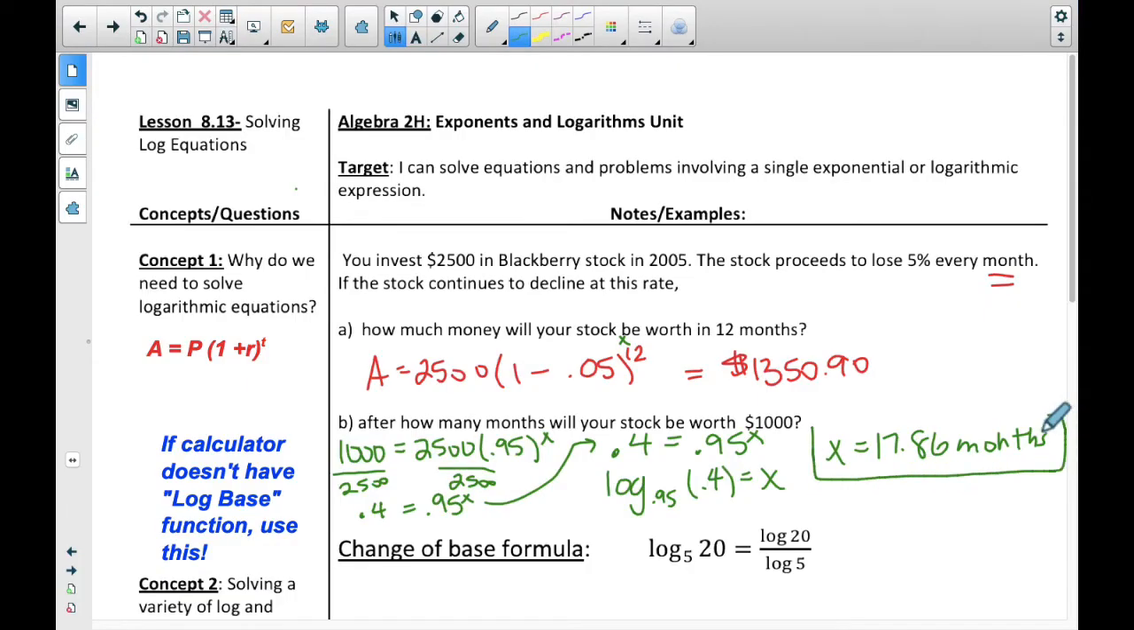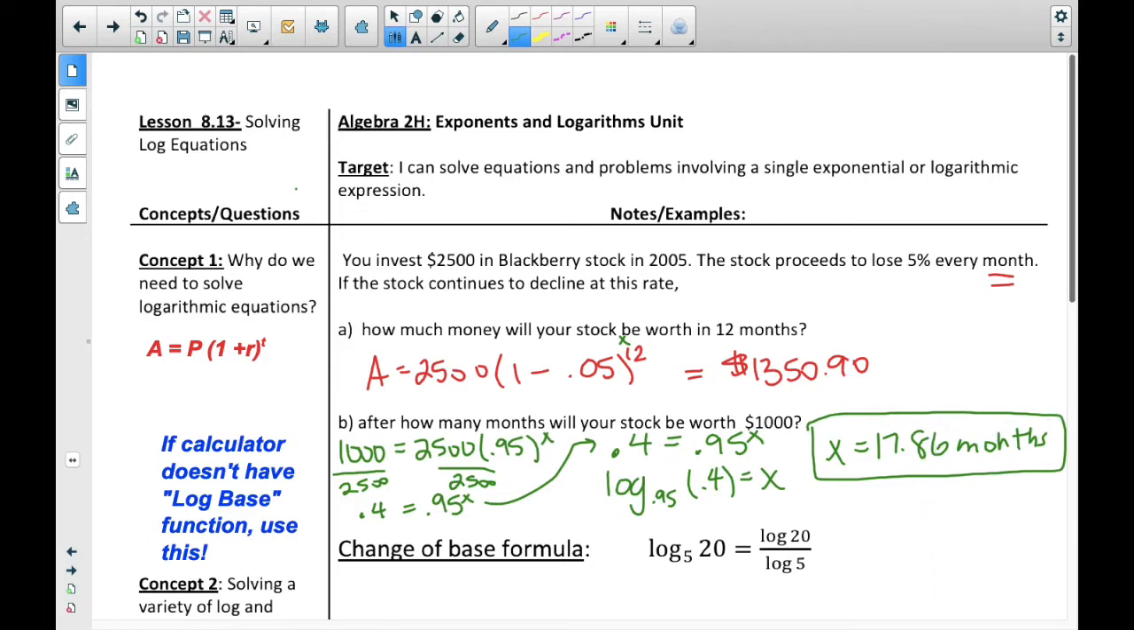Doesn't that feel good to finally get an actual answer? It used to be we went to the table and scrolled through and we'd have to say, well, somewhere between 17 and 18. I don't really know where it is. Now we have an actual answer, 17.86 months. We have an exact answer, which, for people involved in math, is very satisfying. So we finally have that.